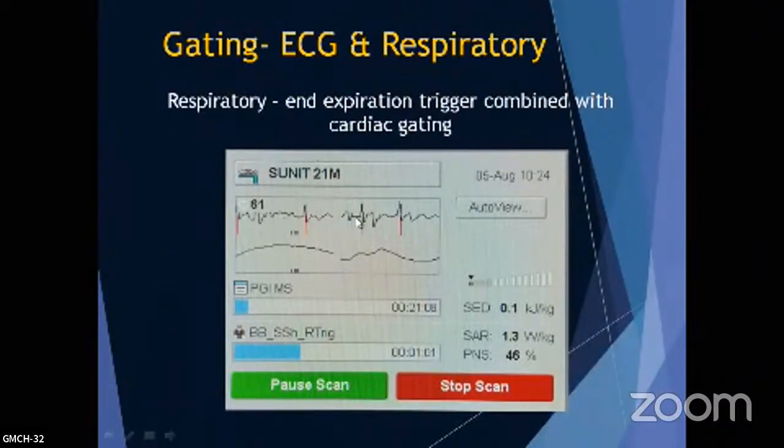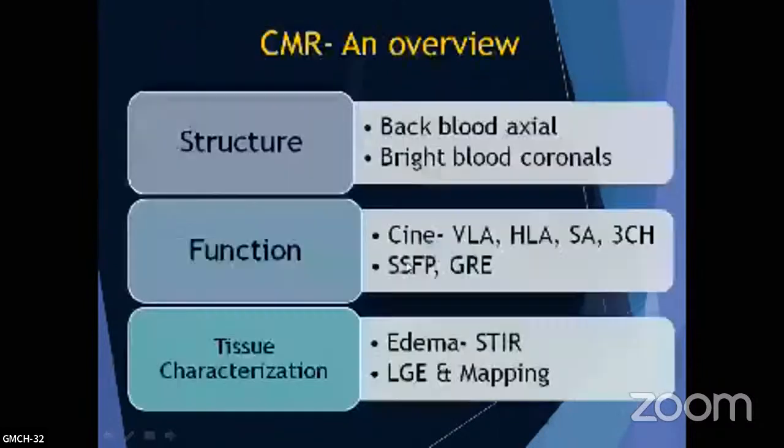This is the ECG. We see the ECG is distorted because of strong magnetic fields, and this is the respiration. So when we tell the patient to hold his breath in deep expiration, that's where we start our examination. So we have to tackle two things. One is the heartbeat, another is the respiration.